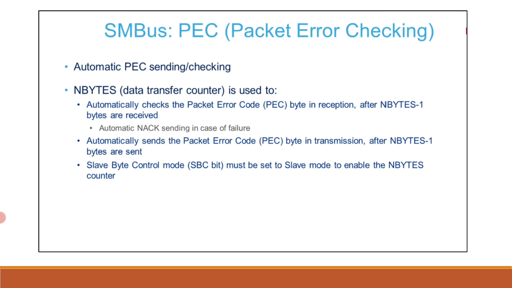In transmission, the internally calculated PEC byte is automatically sent after N bytes minus 1 byte. Slave byte control mode must be enabled in slave mode in order to enable the N bytes counter and allow automatic PEC reception or transmission.